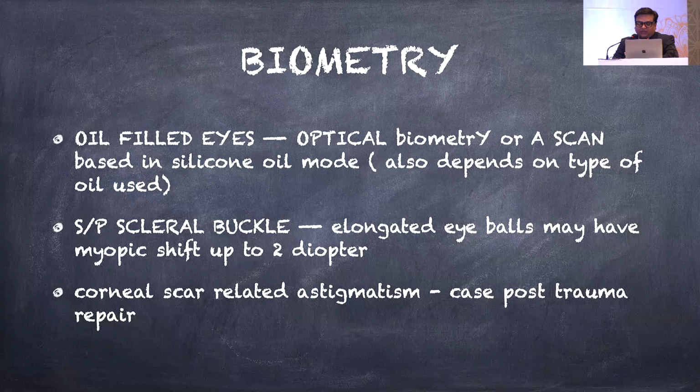But the most important thing, I feel, is that you should always have the other eye biometry also done, unless we are dealing with anisometropia. Both eyes' biometry is usually preferred so that you have a fair idea for comparison. Especially if the patient has undergone a scleral buckle, there will be elongated eyeballs. The myopic shift may be around 2 diopters. You have to be aware of this point, wherein you will face anisometropia, and your biometry should be customized accordingly. Corneal scars in the trauma cases, as I said, will have a lot of astigmatism. You have to have these things in mind.